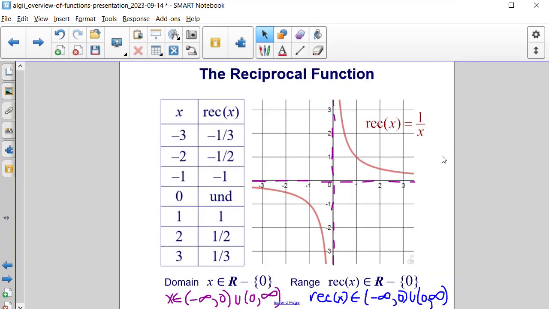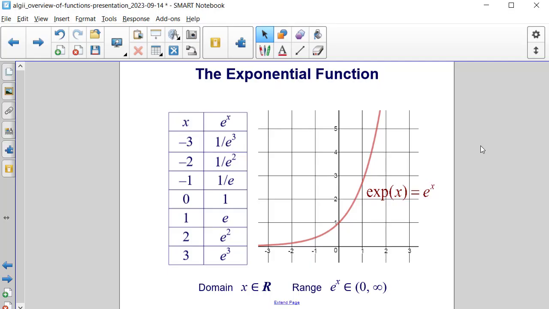It is important to note that this is the first parent function that does not pass directly through the origin, which is the point 0, 0. However, the function is still centered about the origin, because both of the asymptotes that the reciprocal function has intersect directly at the origin. The next parent function is the exponential function.